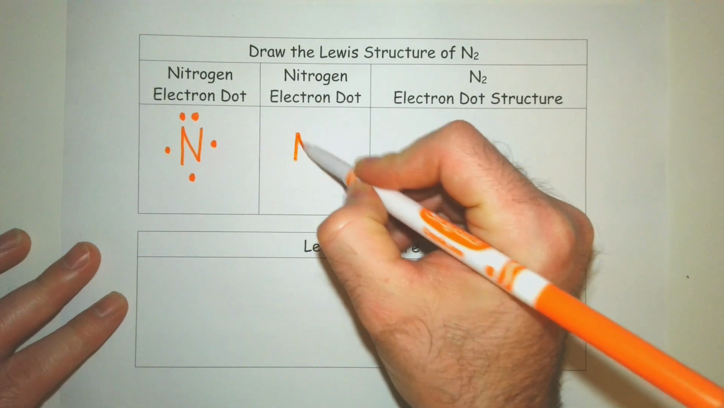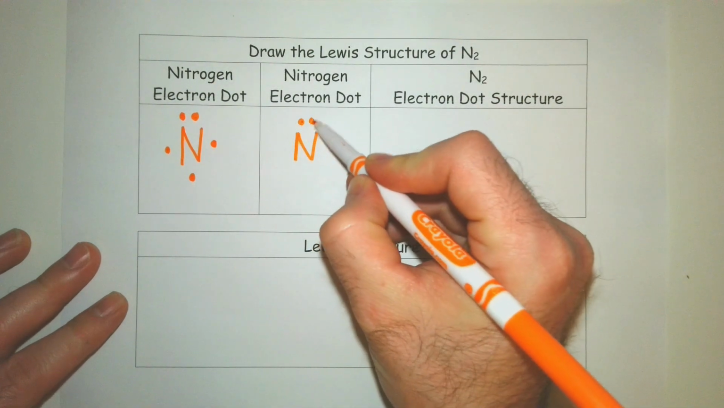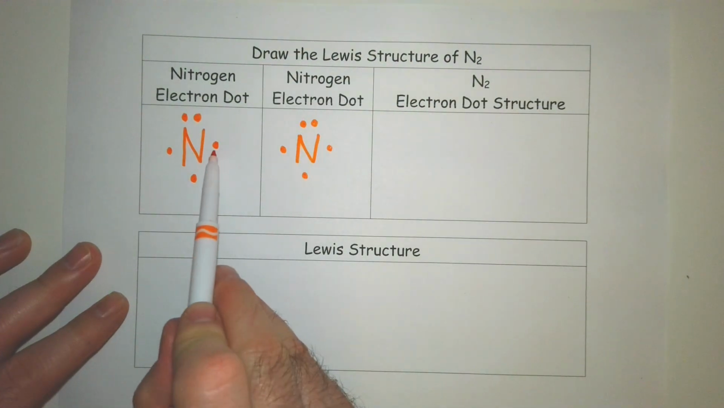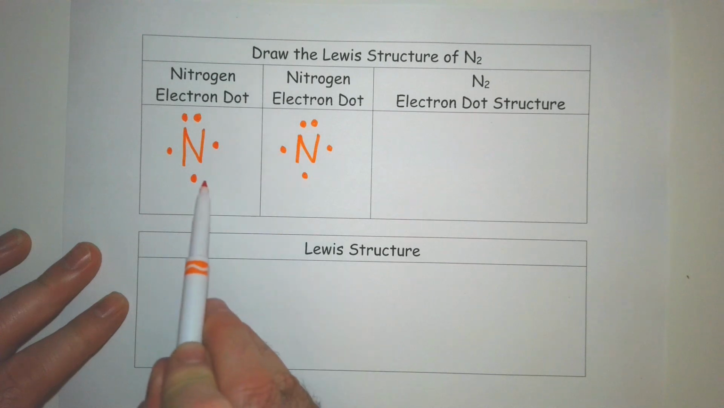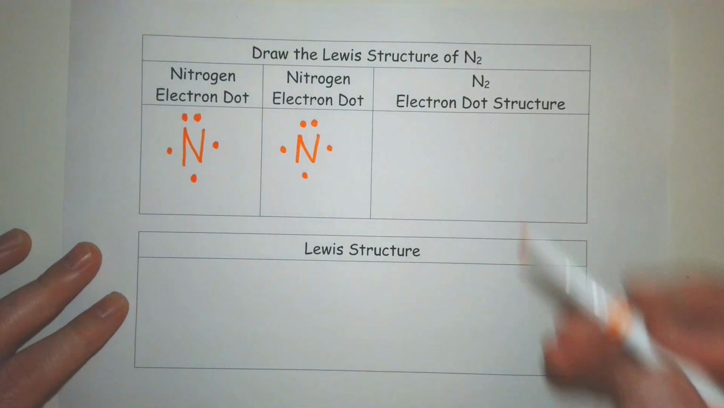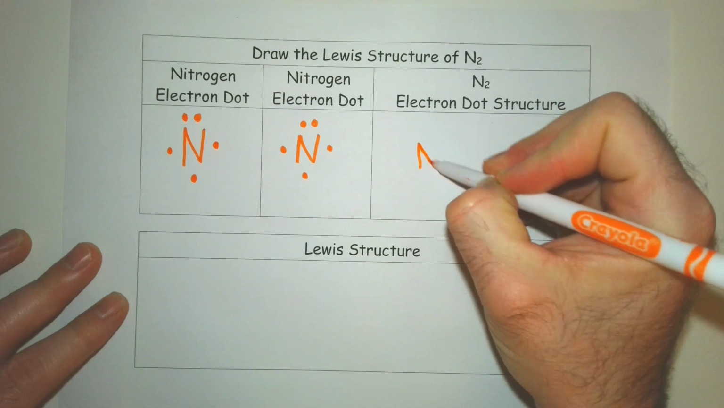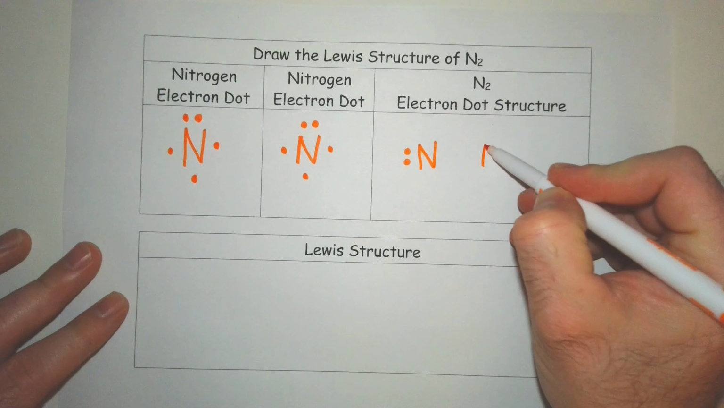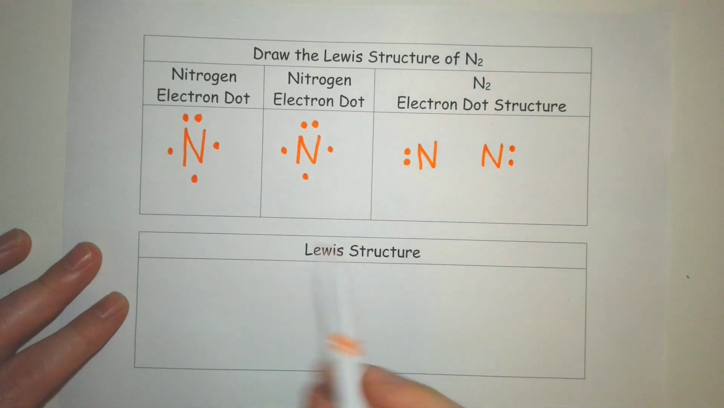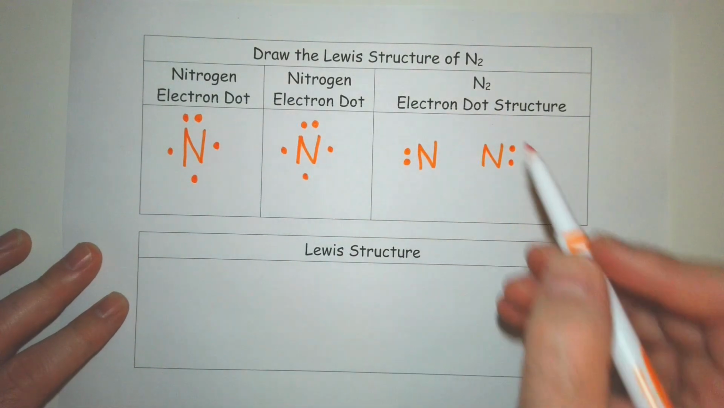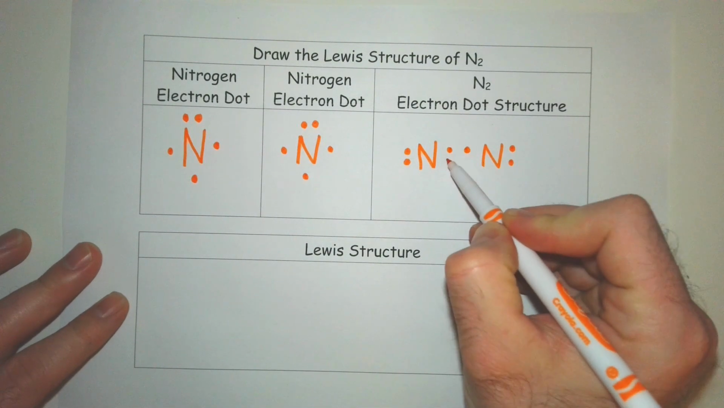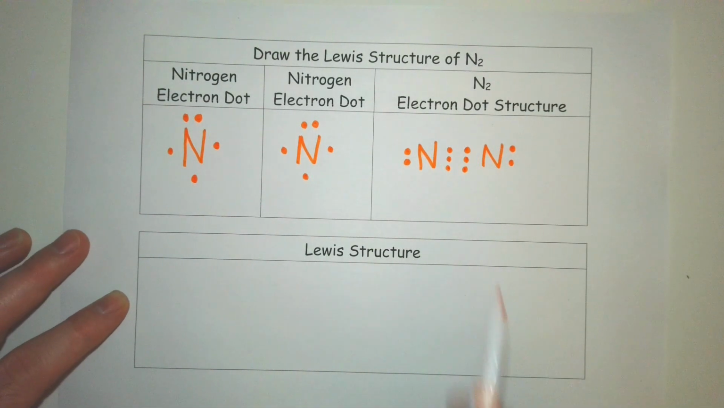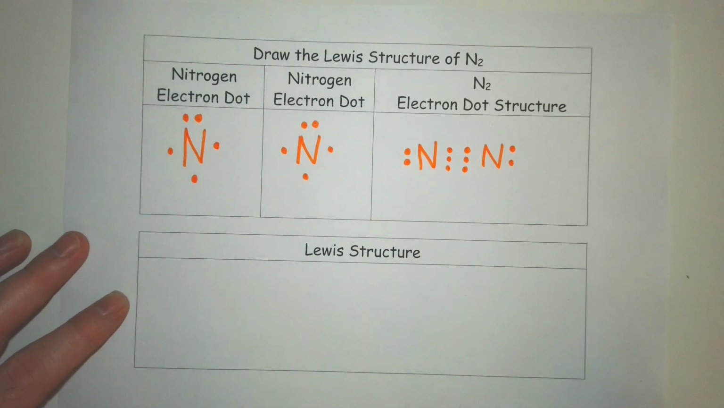I'm going to draw it again since we have 2 nitrogens in nitrogen gas. And so each of these unpaired valence electrons are going to pair with each other. And so I'm going to draw the electron dot structure. I'm going to put the lone pair electrons to one side for both of these, and all of the shared electrons are going to go in between them. And so we should have a total of 6 shared electrons, 3 from each nitrogen. That'd be the electron dot structure, but we're looking for the Lewis structure.